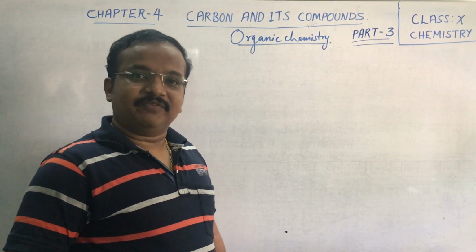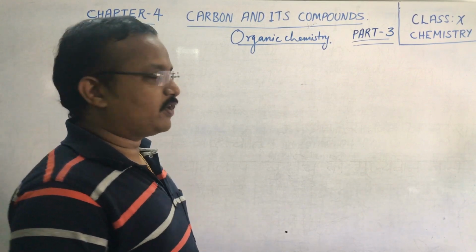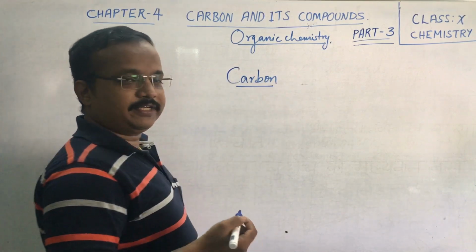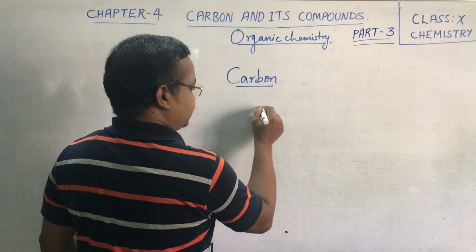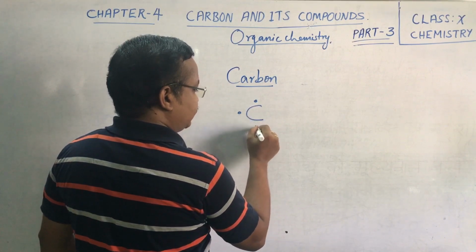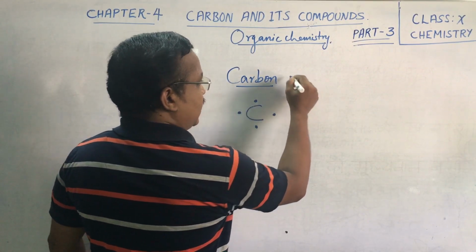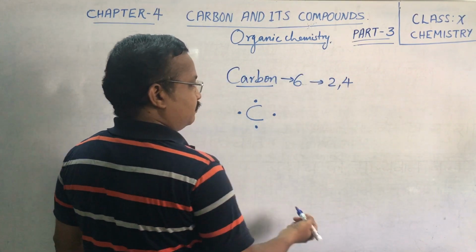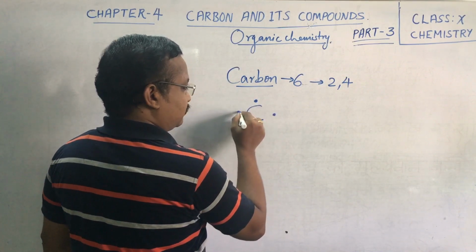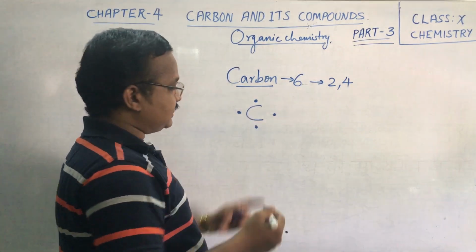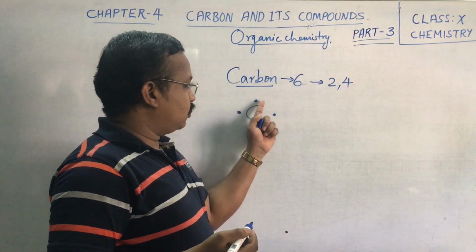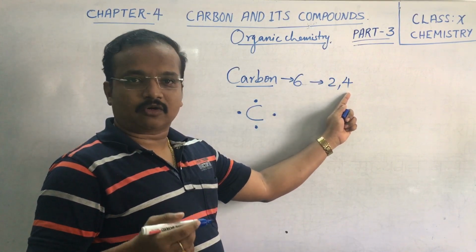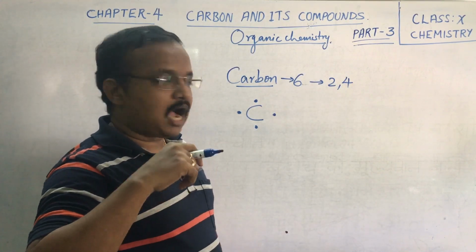In our previous class, we discussed the allotropic forms of carbon and the versatile nature of carbon. Children, we know that carbon has a valency of 4. The atomic number of carbon is 6 and the electronic configuration is 2, 4. So we represent the dot structure of carbon by writing the symbol with 4 dots around it. These 4 dots resemble the valence shell electrons. Valence shell electrons means those in the outer layer.